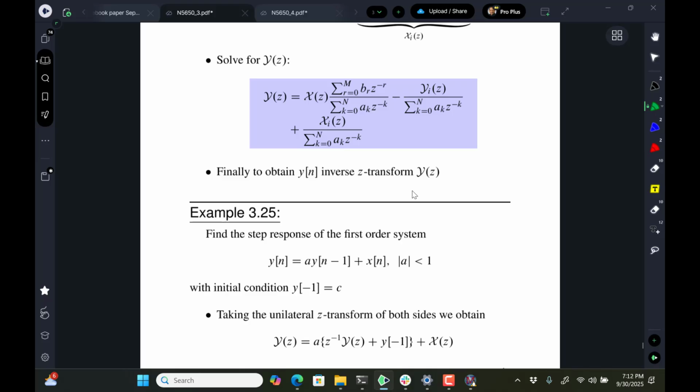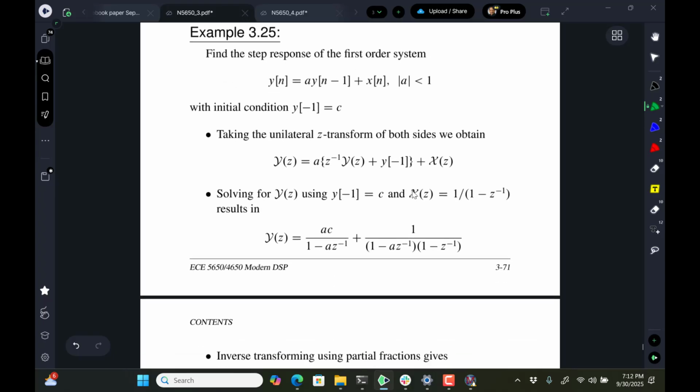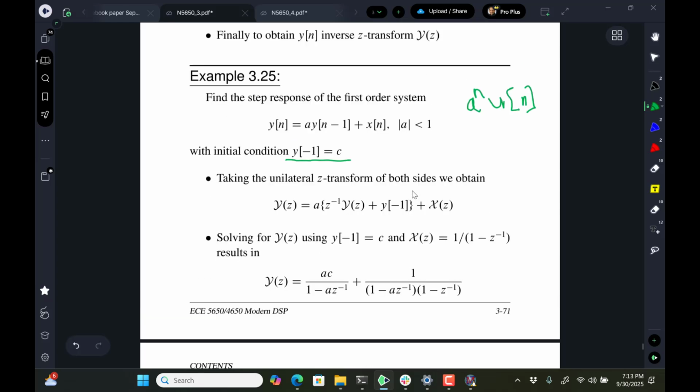So this example takes a problem that we looked at a long time ago. Look at the clock, I think I'm really fast on this. It just says we have y of n equals a y of n minus 1 plus x of n. And we know that the impulse response of that system is a to the n u of n. We learned that a long time ago, but remember, we also did this recursively, and when we did it recursively, we could incorporate the initial condition, y of minus 1 equals c.